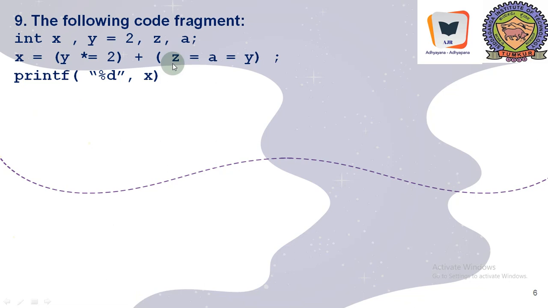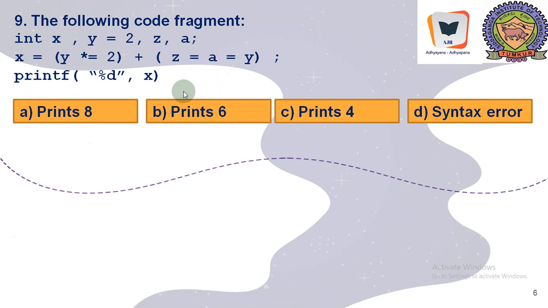It is either the value of z or the value of a. Anyway, this entire bracket will bring out 4, either to the account of z or to the account of a, and y already contains 4. Therefore, it is 4 plus 4. It has to print 8. So the options are prints 8, prints 6, prints 4, and syntax error. It definitely is not a syntax error. Therefore, you can try it also.